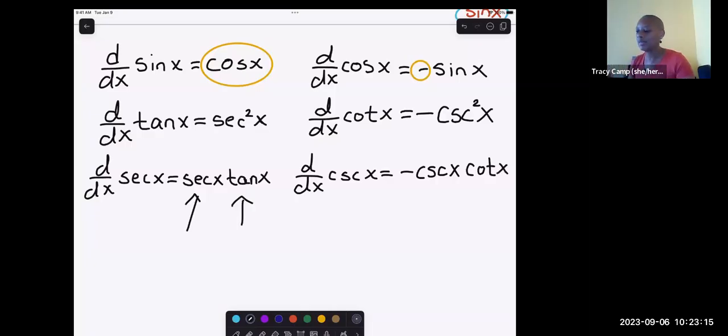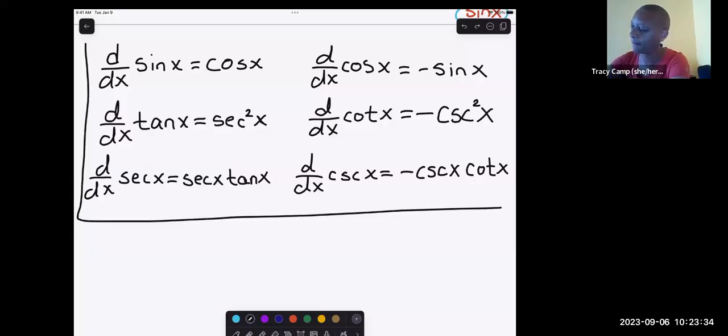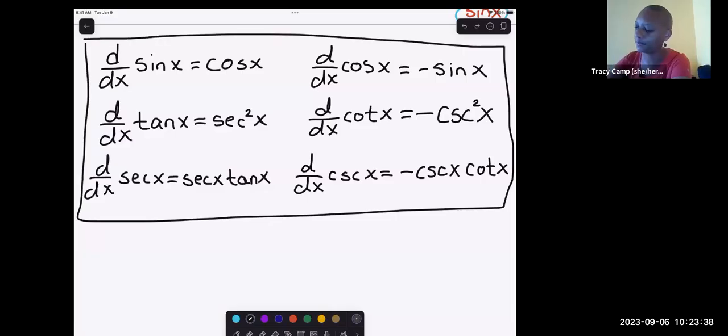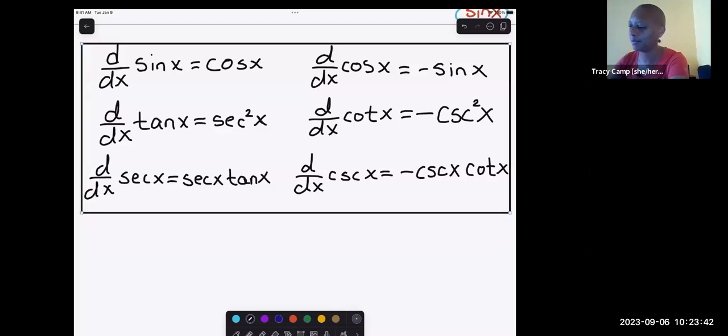And those are the differentiation rules for the six trig functions. So notice they come in pairs, which I think will make them not so difficult to memorize. So memorize these and let's practice them right now.